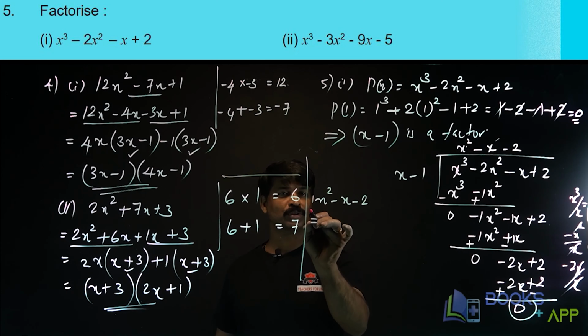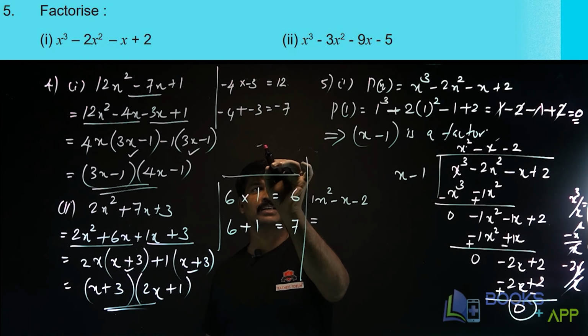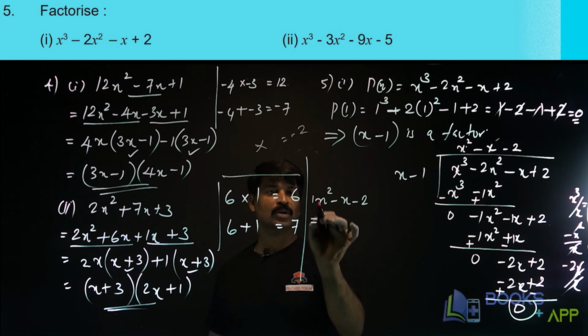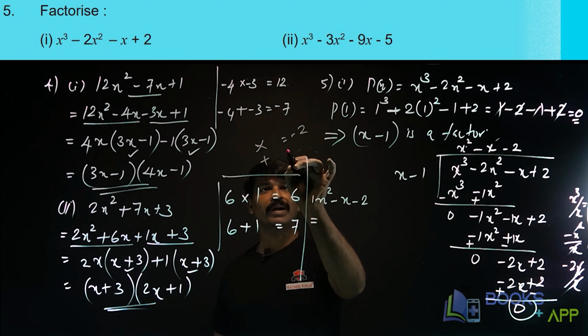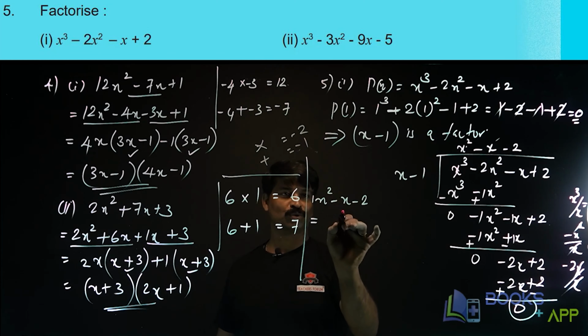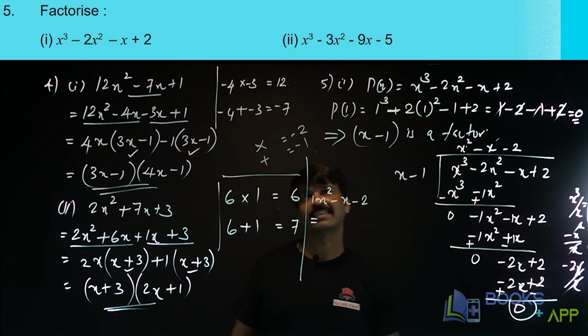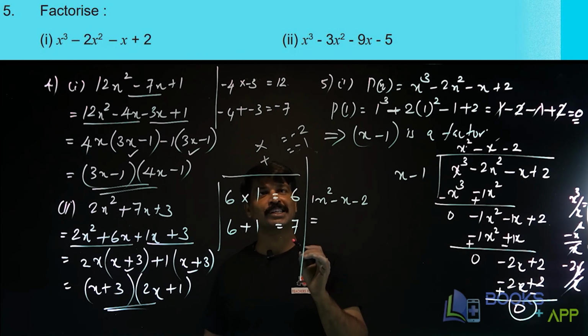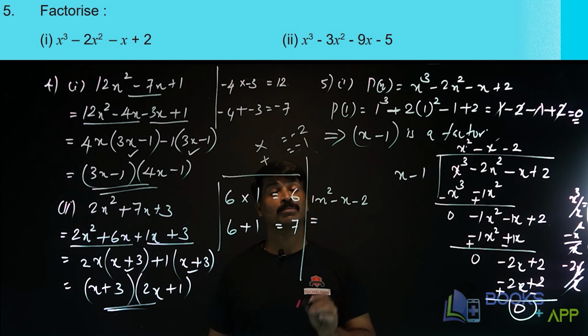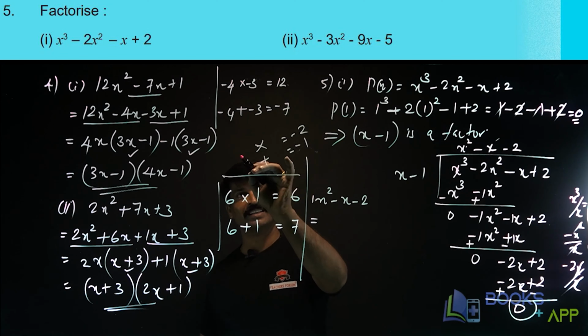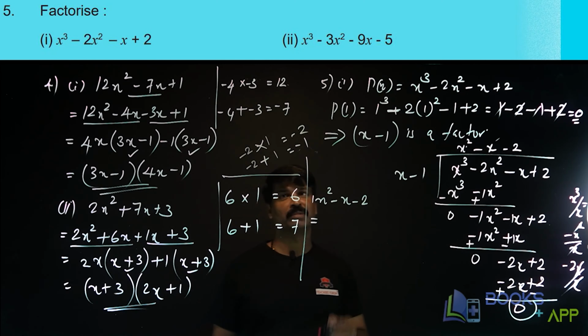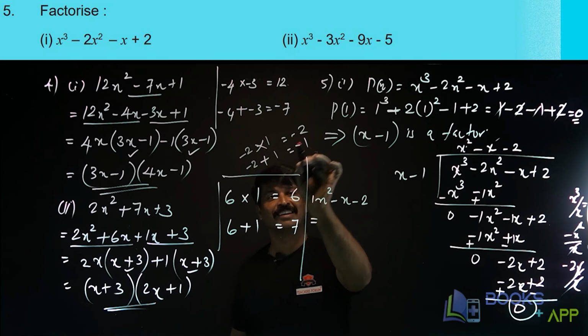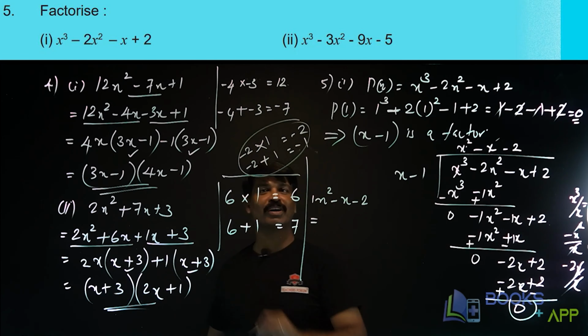When you multiply, what should you get? 1 into minus 2 you should get. When you multiply, you should get minus 2. When you add, what should you get? Minus 1 you should get, the coefficient of x. So what are the numbers? Two numbers which, when you multiply, give minus 2, and when you add, give minus 1. The numbers are minus 2 and 1. You see, what is minus 2 into 1? Minus 2. What is minus 2 plus 1? Minus 1. Isn't it? So we got the numbers.